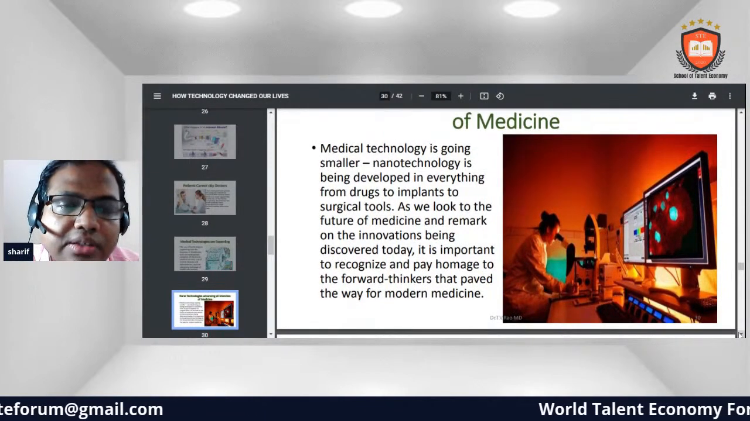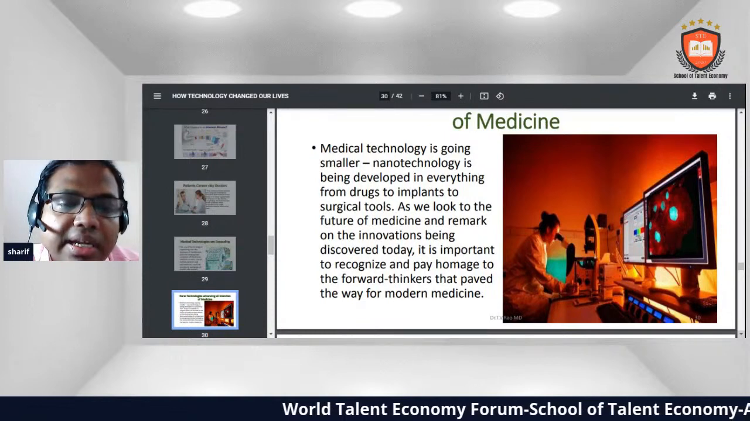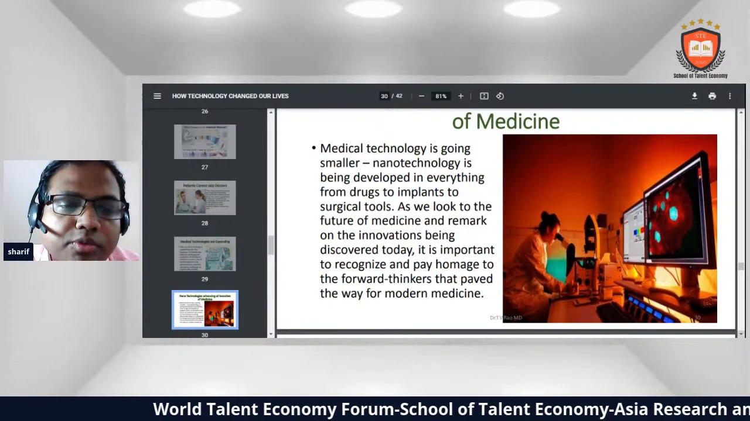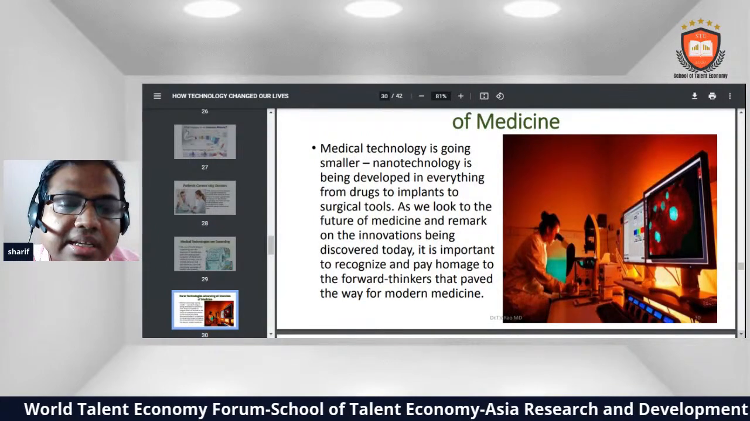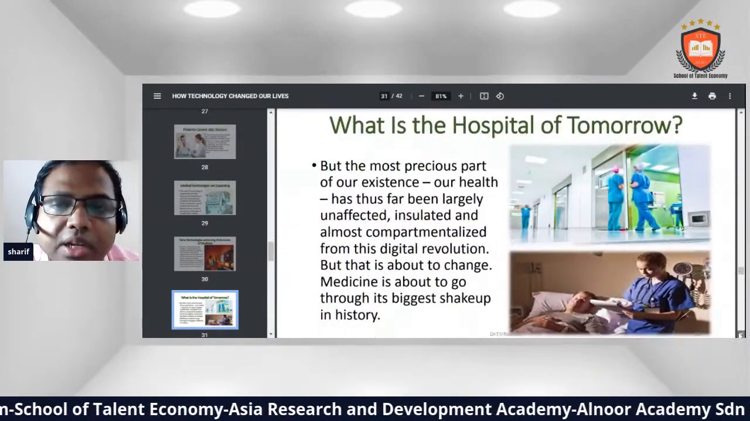As we look to the future of medicine and remark on the innovations being discovered today, it is important to recognize and pay homage to the forward thinkers that paved the way for modern medicine. What is the hospital of tomorrow?